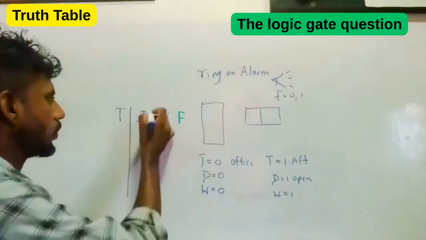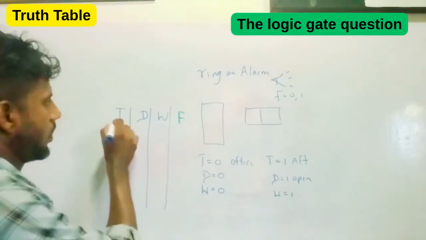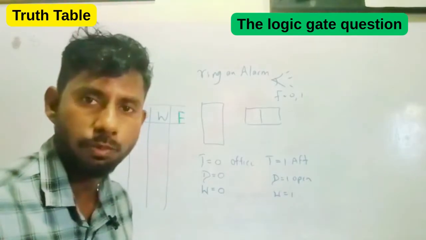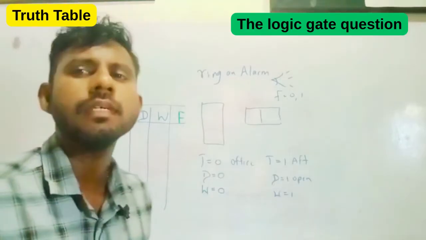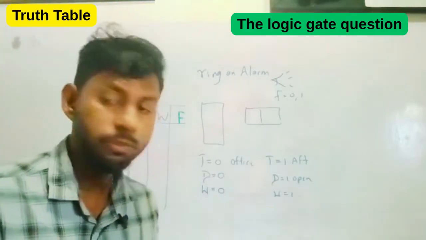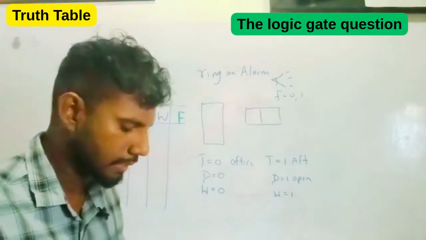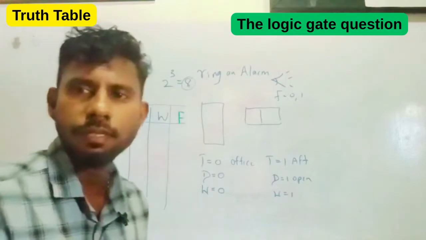Now we have three inputs. So in that case, let's draw the truth table. I have given you the instructions. When we have three variables, three inputs, that's 2 to the power 3. So we get 8 combinations, students.